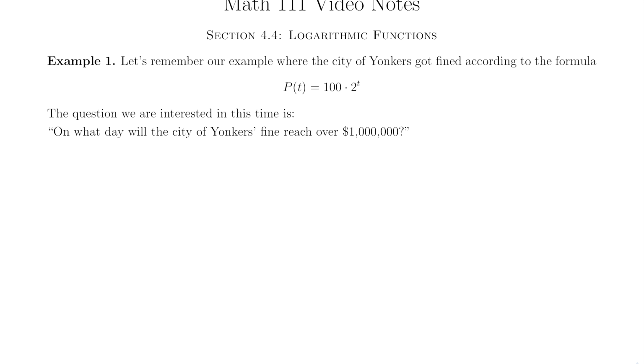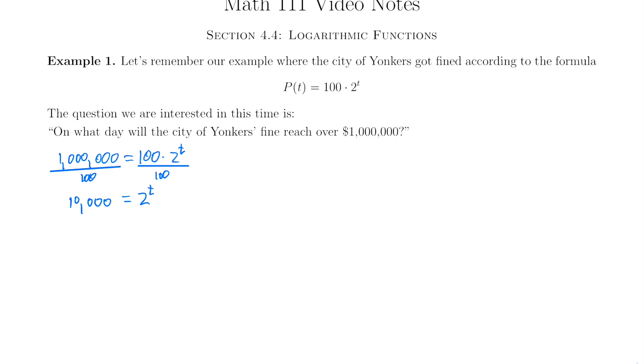So let's get started. On what day will the city of Yonkers fine reach $1 million or above? Our fine is P of t, so we will have 1 million equals 100 times 2 to the t's power. The first thing we can do is what we know already. We divide both sides by 100, and as a result we get 10,000 on the left side, and on the right side we are left with 2 to the t's power.